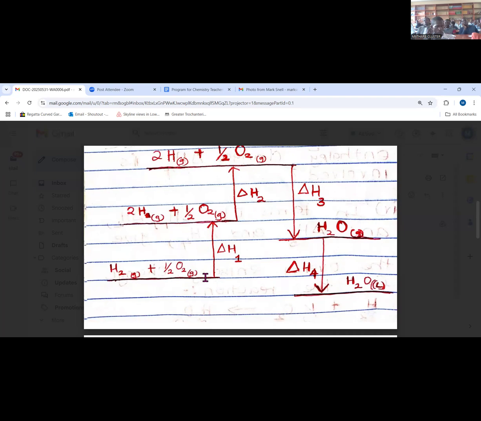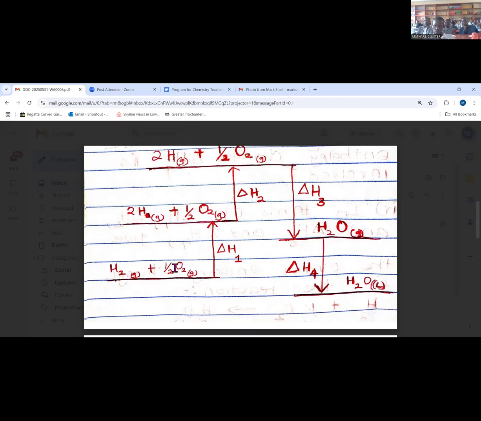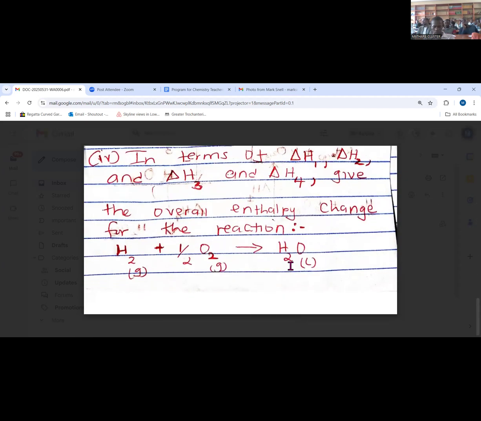So the difference between this one and that one there, can I draw on this? No, I can't. Oh, okay. From here, up here, down to the bottom, that's the delta H of formation of the whole thing. So you just add them together. Some are positive, some are negative, okay?